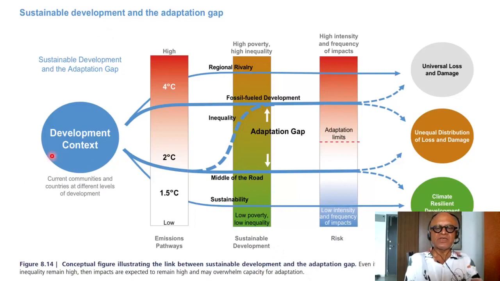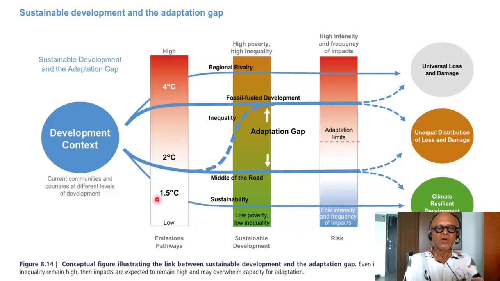So obviously everything happens in the development context, especially for the global south, low and middle income countries, current communities and countries at different levels of development. Sustainable development and adaptation gaps should look at emission pathways, sustainable development, risk, and then the future worlds we want to plan for, or we're going to end up with if we don't close the emissions reduction requirements and adaptation gaps. Okay. So the emission pathways go from low on this end to high.